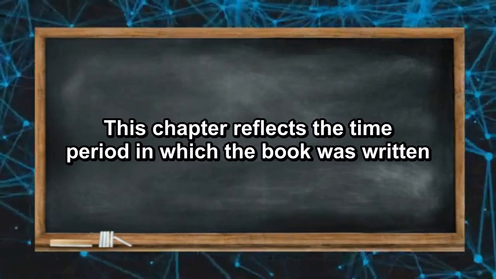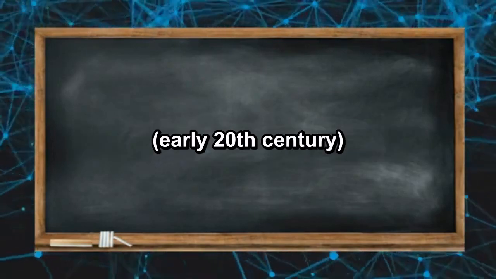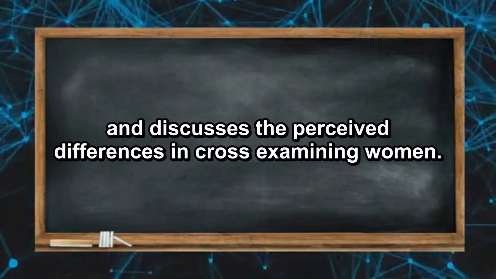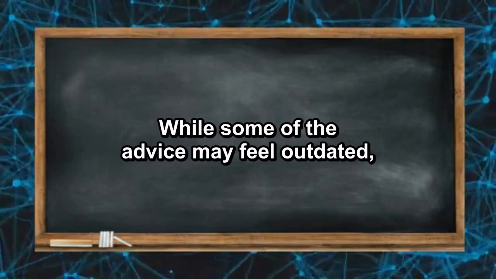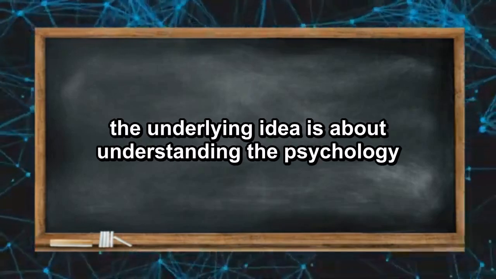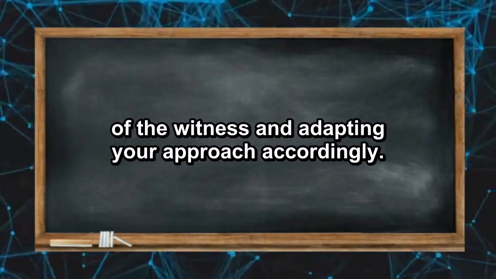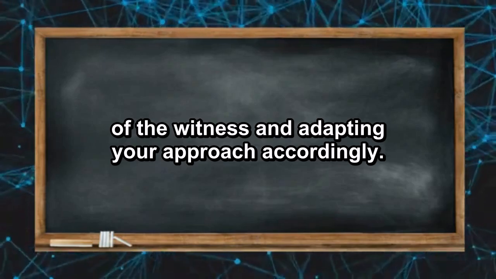Chapter 10, The Cross-Examination of Women. This chapter reflects the time period in which the book was written, early 20th century, and discusses the perceived differences in cross-examining women. While some of the advice may feel outdated, the underlying idea is about understanding the psychology of the witness and adapting your approach accordingly.